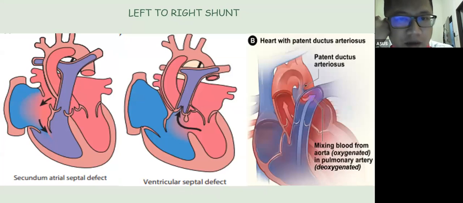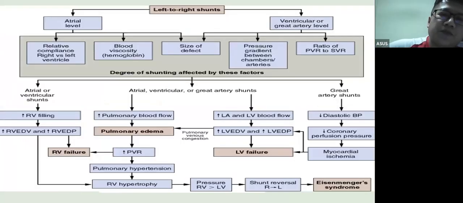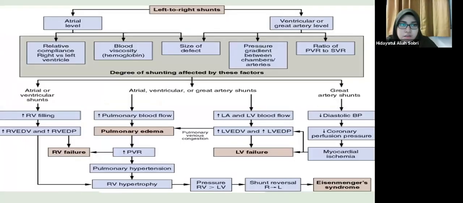Okay, and in the left to right shunt, there's no cyanosis, right? Yes. Can you explain why? Because the blood has already been oxygenated in the lung. Okay, yes. All right. Usually in left to right shunt you rarely have cyanosis, because the blood has already been oxygenated and then the shunting occurs after that. Okay. Hopefully the rest of you are clear about this. Okay, continue. So this is the diagram to understand more.